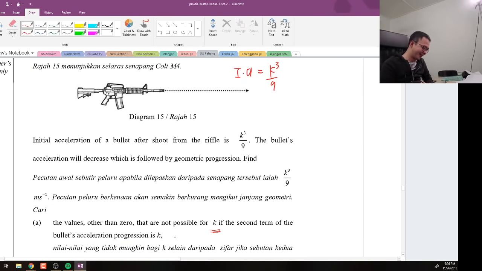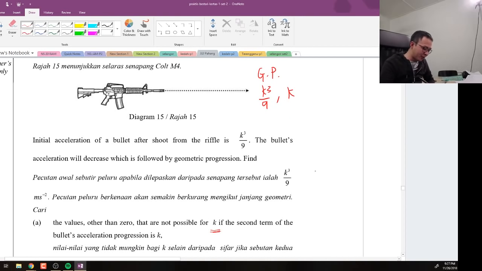Okay, let me read again. Find the value other than 0 that is not possible for k if the second term of the bullet acceleration progression is k. Yeah, even though you read it the second time, you're still not so sure about what they want. But okay, roughly we know this is a GP because the question says so. So I know the first term is k cubed over 9, and the second term is k. So over here, what they want is for you to find what value is not possible for k.